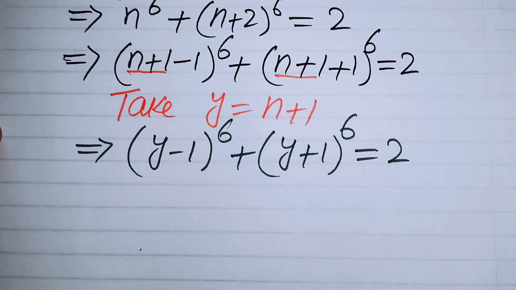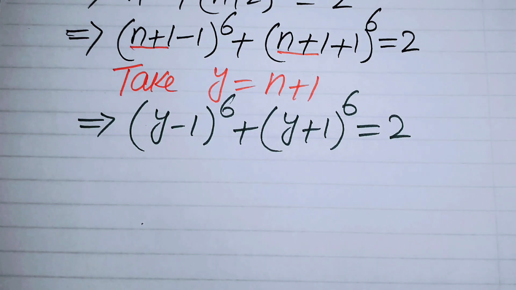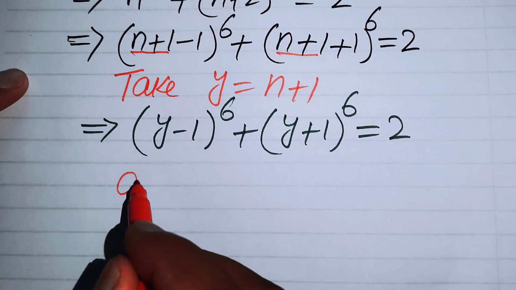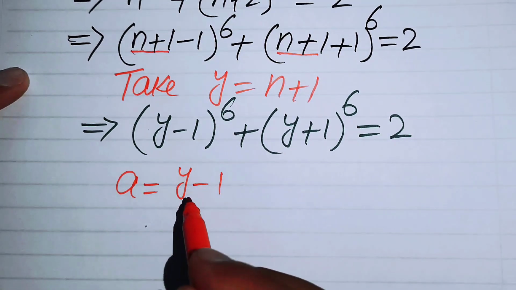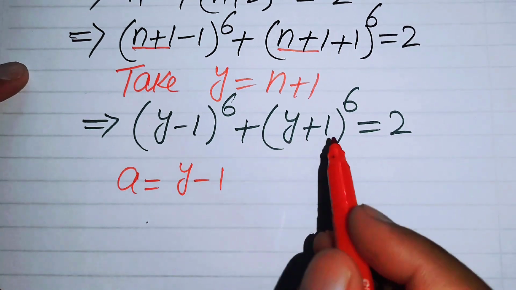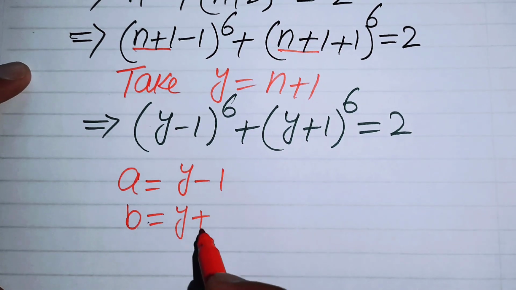And after this step again I can write this in a simplified form, so that I can make a little bit of substitution. I can put y - 1 = a, and y + 1 = b.